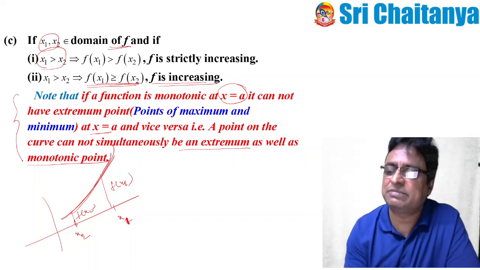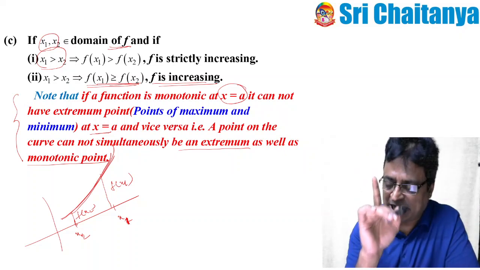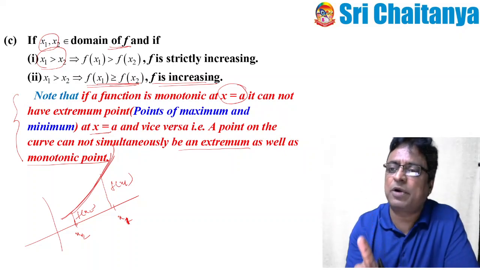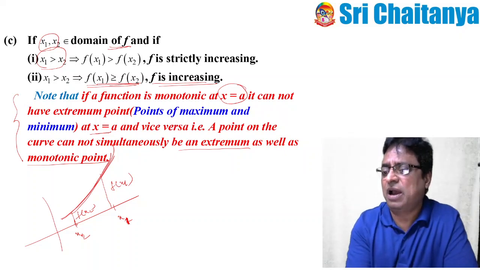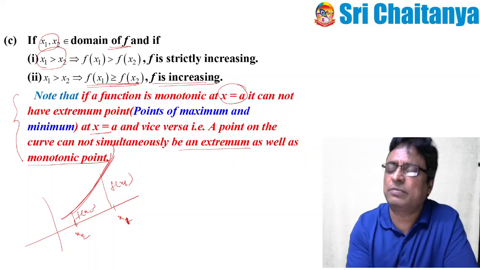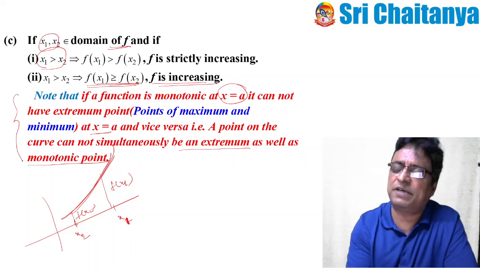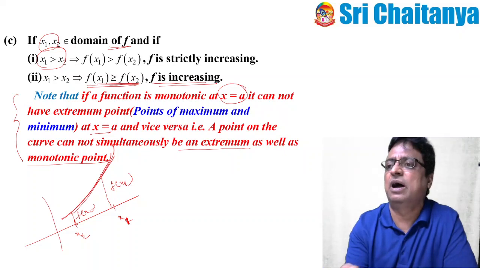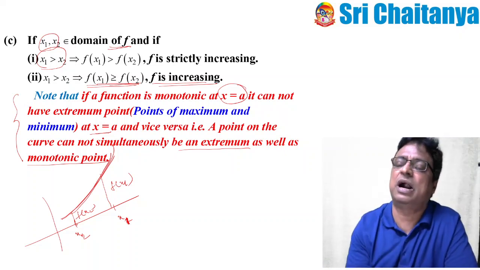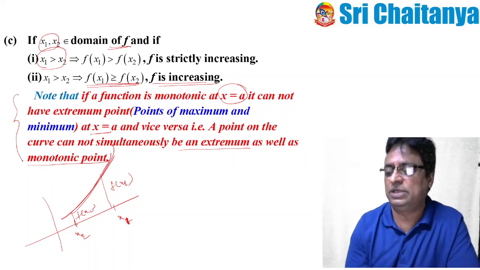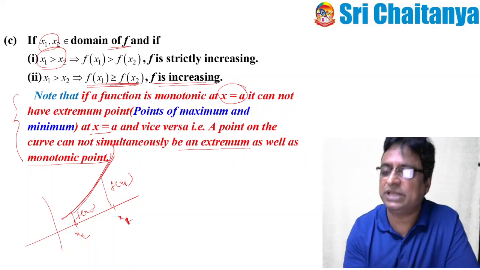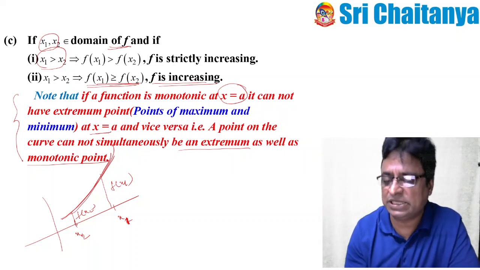Suppose a function has maxima or minima at a particular point. That means that particular point need not be the point of extremum. And if it is a point of extremum, automatically at that particular point the function has maxima or minima, and the function does not have the other at that particular point. Only one exists. Not simultaneously both will exist.